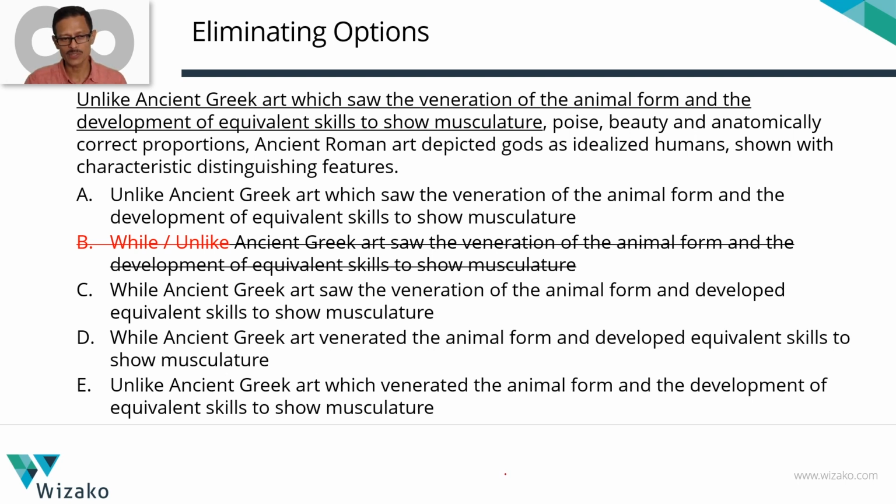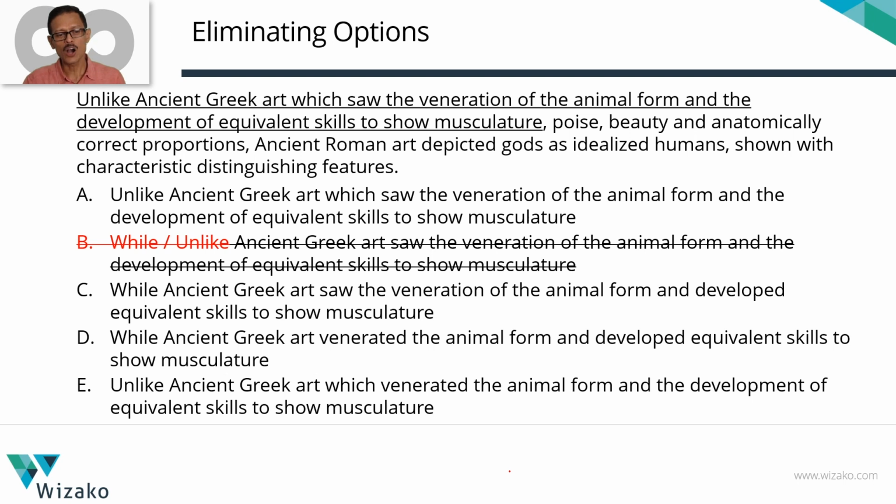So here we are talking about how ancient Greek art saw something, saw what? Veneration of animal. And we are talking about how Roman art depicted gods. So we are talking about two different aspects of it. We are talking about how one art form looked at animals and how another art form depicted gods. So we are not comparing like to like.